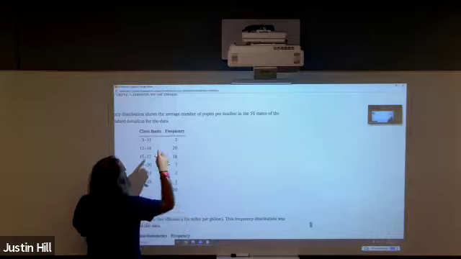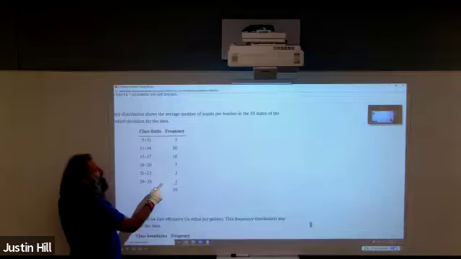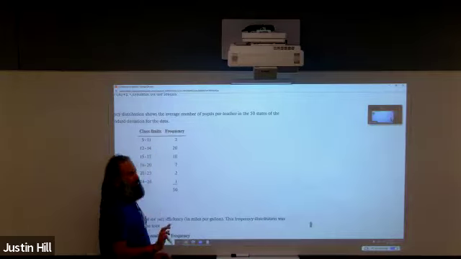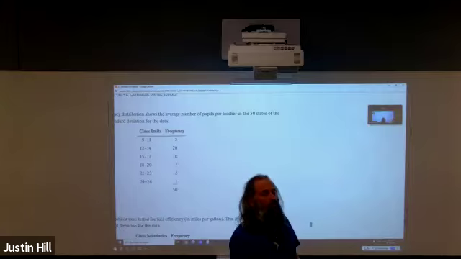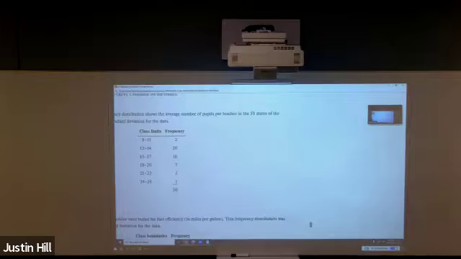The first thing we're going to need to do is find the midpoints of each of these classes. I won't even label the column, you kind of get the idea. I need to find the midpoint of each of these classes. So go ahead and do that really quick. It won't take you long at all. But go ahead and pause on your side, I'll pause on my side, find the midpoints of those classes.